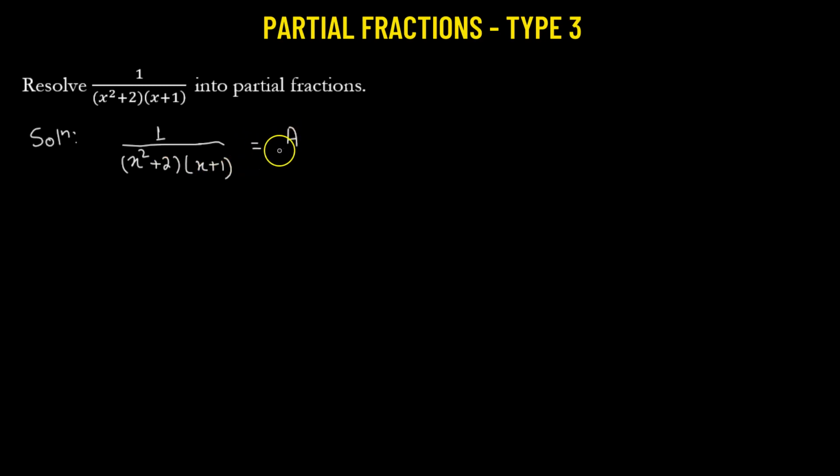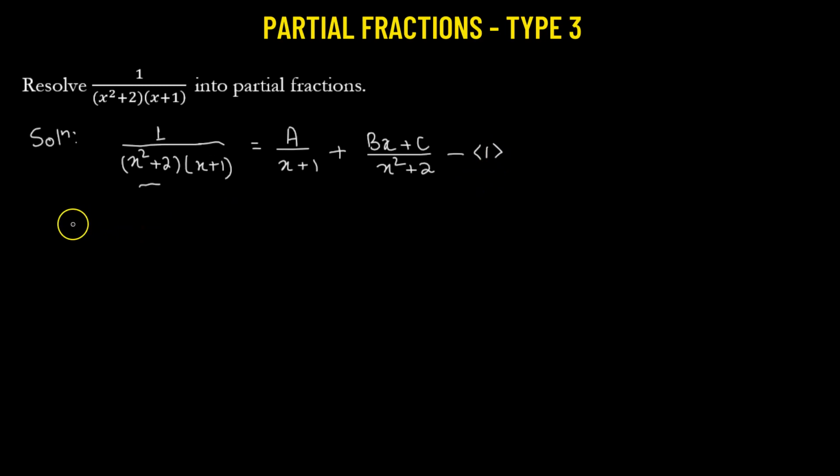The first one being A over x plus 1, plus the second partial fraction. Now since x squared plus 2 is a quadratic factor, its numerator will be Bx plus C, divided by x squared plus 2. So this is how we can resolve the given rational fraction into its constituent partial fractions. Our goal will be to determine the values of A, B and C. So we're going to label this as number 1.